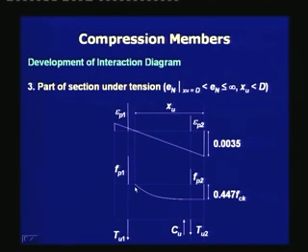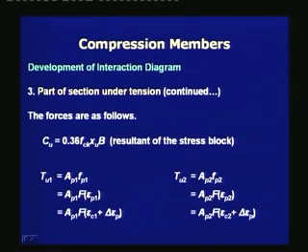From the strain diagram, we get the stress diagram. Note that the extreme compression strain is now 0.0035, and the stress diagram is similar to a reinforced concrete section. That means once the section cracks, the analysis is similar to a section under flexure. The forces are as follows: Cu is equal to 0.36 fck times xu times b, which is the resultant of the stress block in concrete.